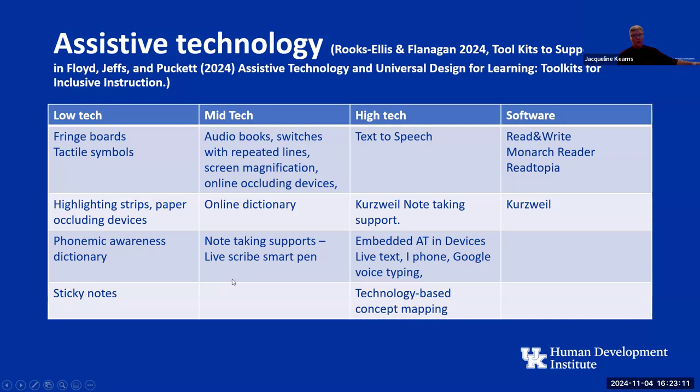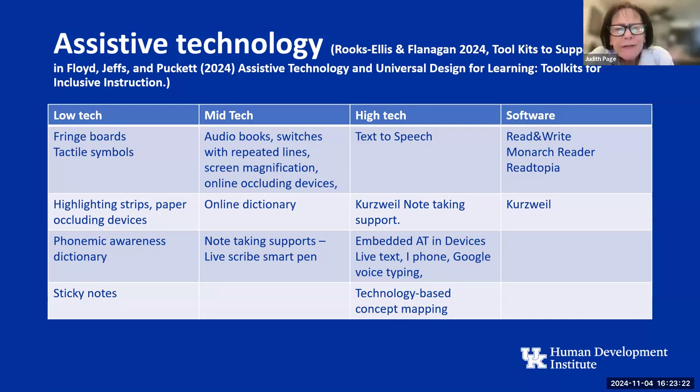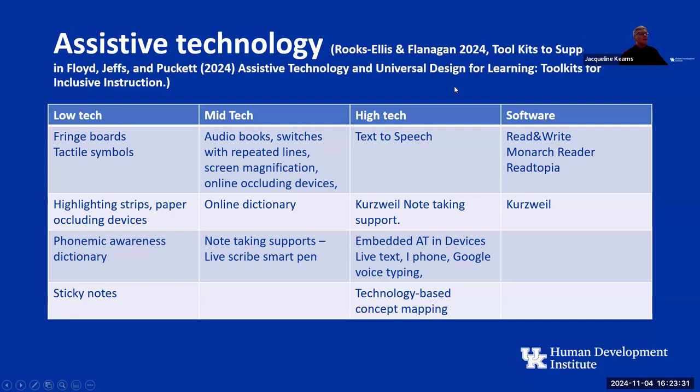And there's a new book out. Some of this came from a new book. Dr. Page and Dr. Alt, I now have a chapter in this book, and it's Assistive Technology and Universal Design for Learning: Toolkits for Inclusive Instruction, and it has support for literacy. A whole chapter on AAC or AT for supporting literacy, and it's Floyd, Jeffs, and Puckett, brand new. I mean, hot off the press. So it isn't in the resource document, but it's certainly available to you.